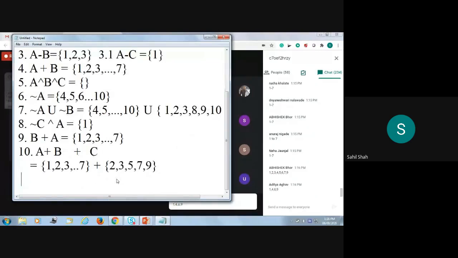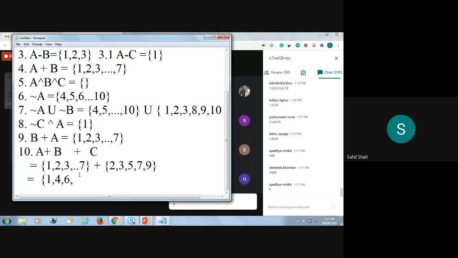Now I have to compute the symmetric difference. So elements which are exclusively present here, but they should not be shared there. So 1, whether 1 is exclusively available? Yes. 2, 3 I cannot take. Next 4, yes, I can take 4 because 4 is not available. 5 I cannot. Can I take 6? Yes. Can I take 7? No. So these are the elements from this particular part.